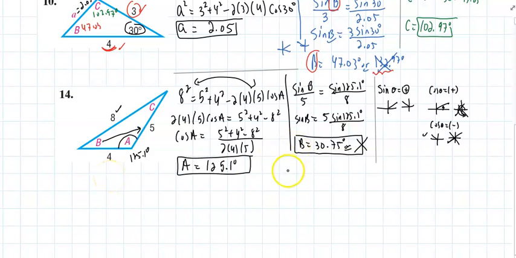And to find the last angle, I could say angle A plus B plus C equal 180. Since I know what A and B is, I could say C equals 24.140.